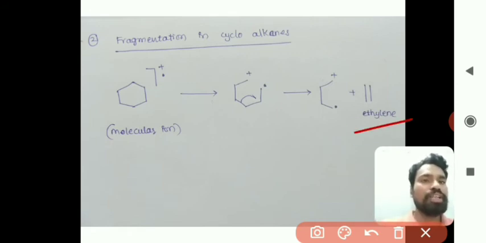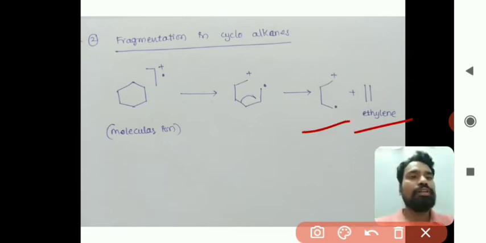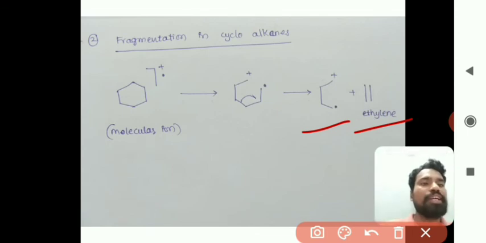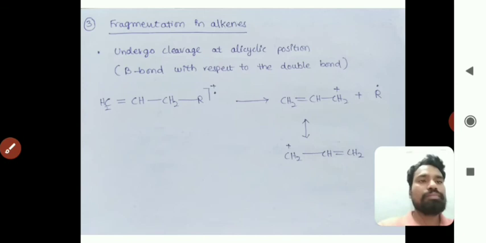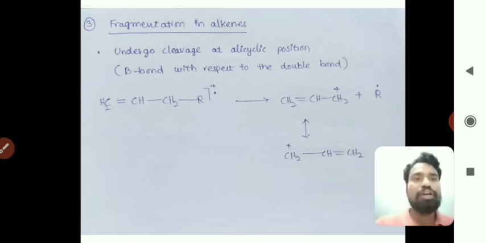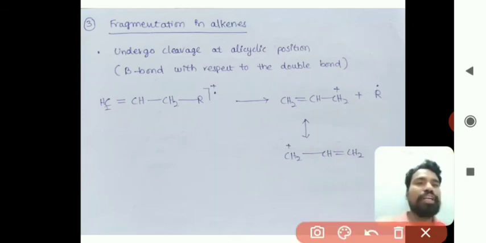In all the cycloalkanes we observe that an ethylene molecule is removed, so that an alkane radical cation is formed, right? The next, third thing is fragmentation in alkenes. As we have already discussed, in the case of alkenes, pi bonded electrons are there, so one electron will be removed from the pi bonded electrons. Observe here, in the case of alkenes a pi bonded electron will be removed.